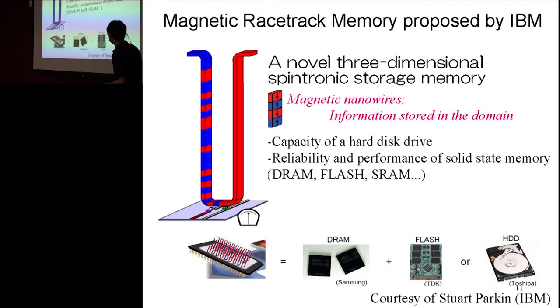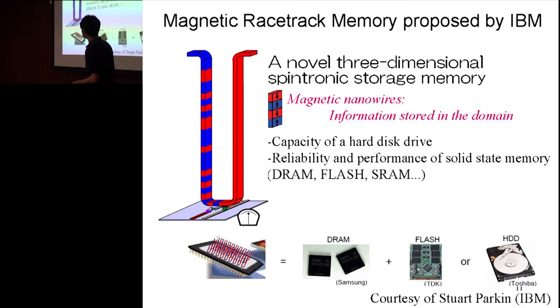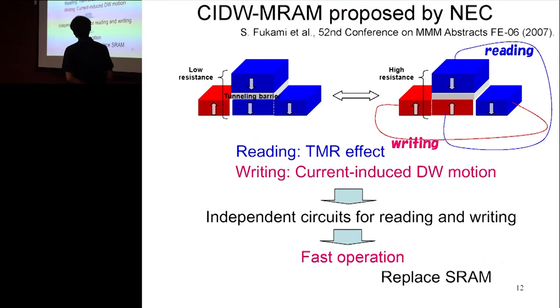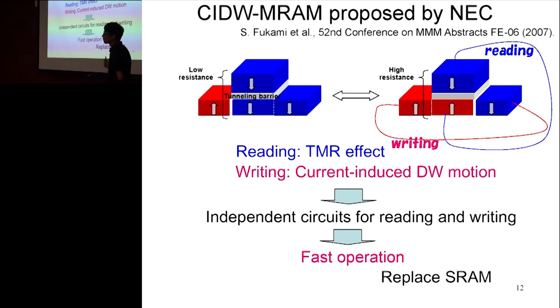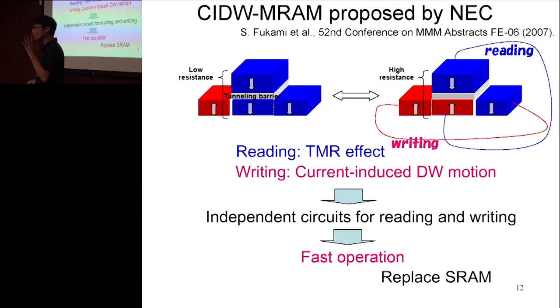Maybe you know this one. This is the very famous racetrack memory proposed by IBM. Here you have read and write heads, and the information is stored as domains. The other proposal is from NEC, a Japanese company. They propose this kind of cell structure for magnetic random access memory. Maybe you know the magnetic tunnel junction, low and high resistance corresponding to your data 0 or 1. The proposal is using current-induced domain wall motion for the writing process.